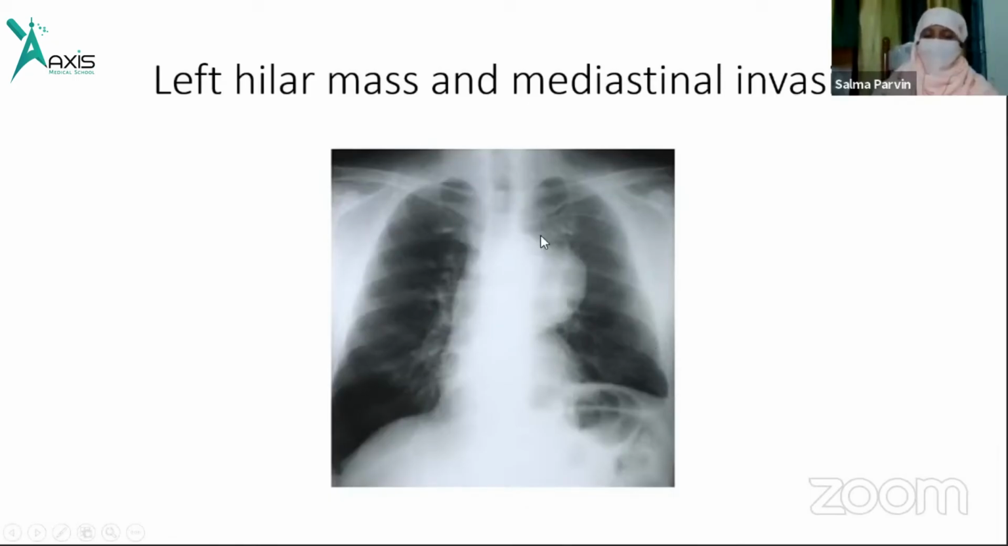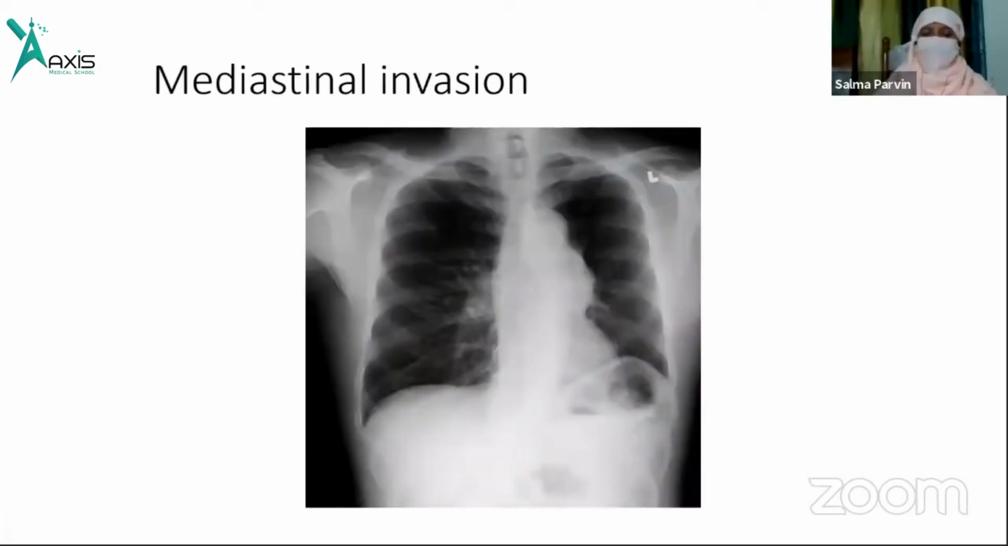This is the pattern of mediastinal invasion, and that's how you can come to know how advanced the stage has got. Again, there is a mass seen in the left hilar. Again, there is left hemidiaphragmatic elevation, and the mediastinal shifting is seen to the left, and the right lung is hyperinflated. So this is another form of mediastinal invasion of a pulmonary left hilar lesion.